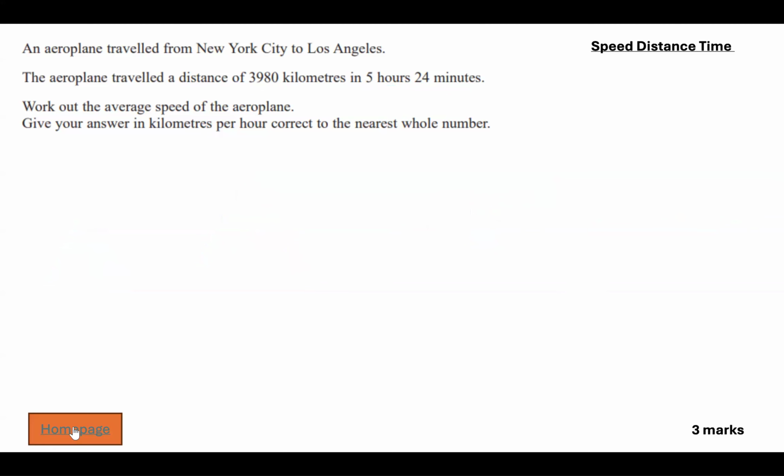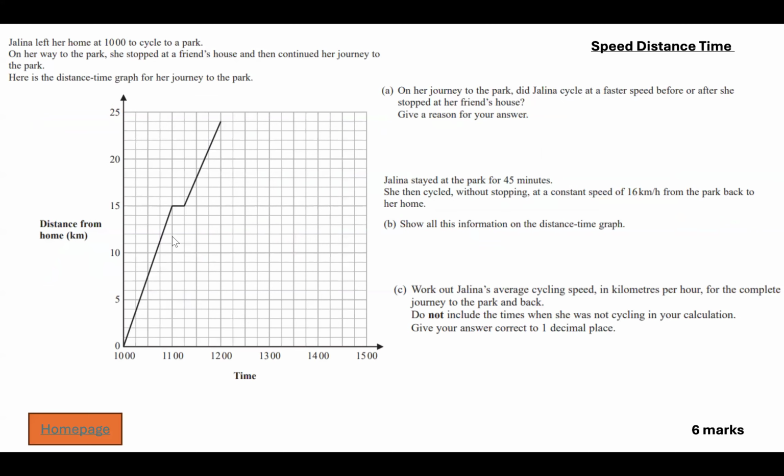Okay, let's have a go at another question now. Here is a speed, distance, time graph, which we need to analyze. Let's have a look then. So Yelena left home at 10 o'clock to cycle to a park. On her way to the park, she stopped at a friend's house and then continued her journey to the park. Here is the distance time graph for her journey to the park. Right. Did Yelena cycle at a faster speed before or after she stopped at a friend's house?